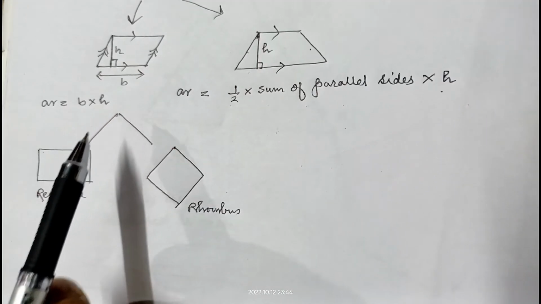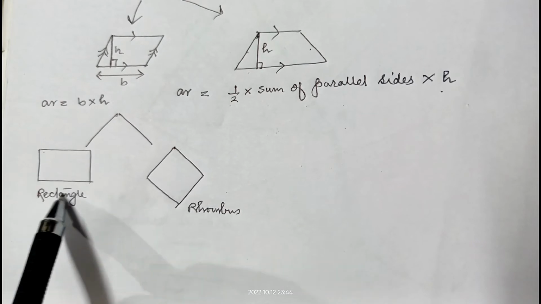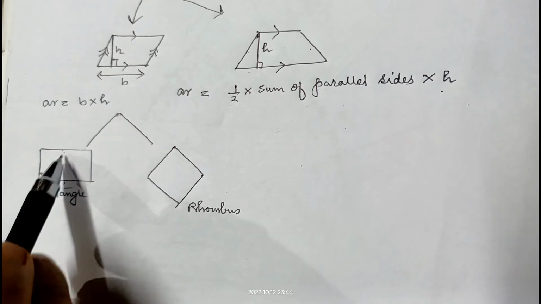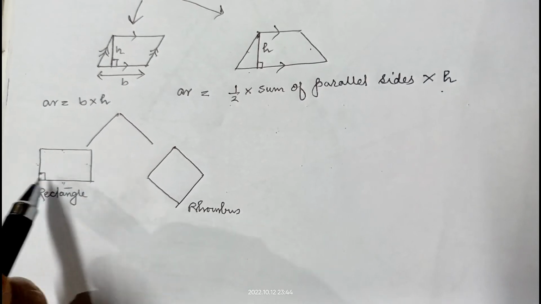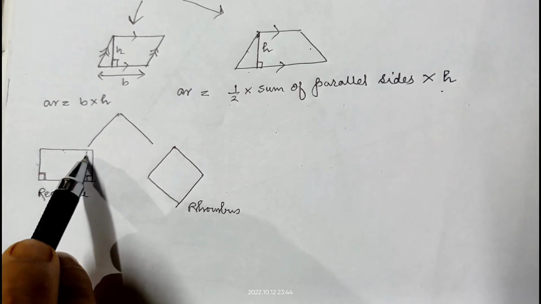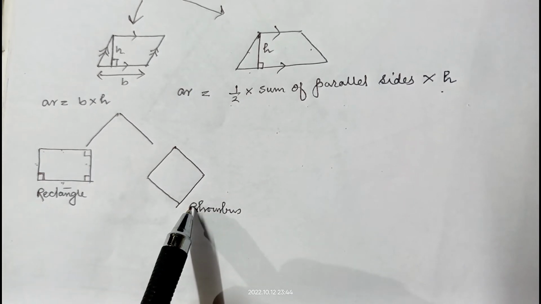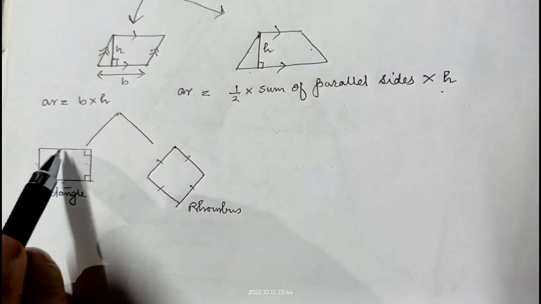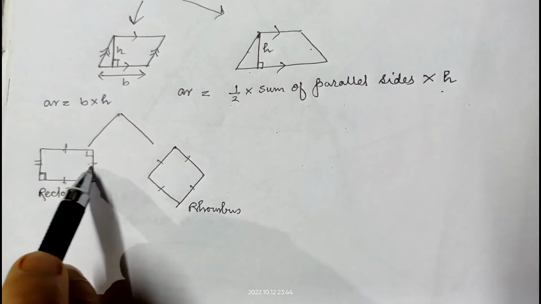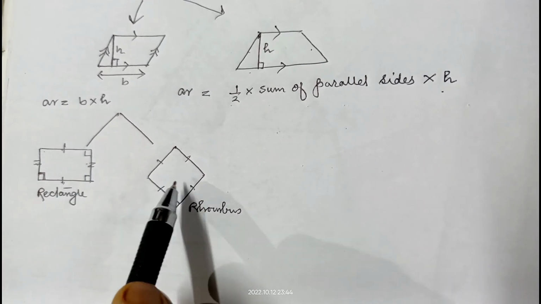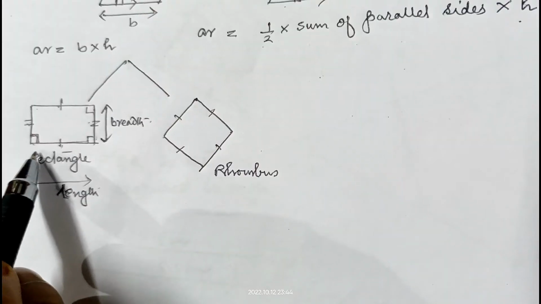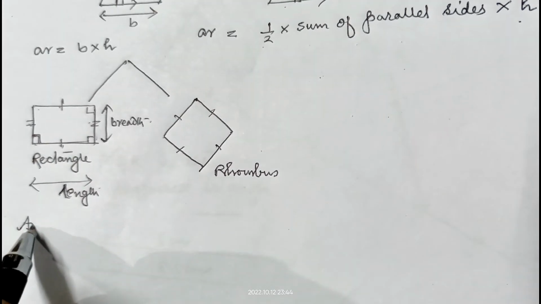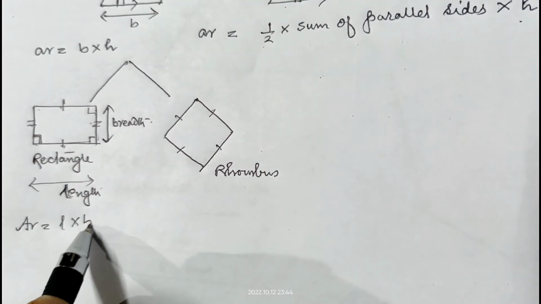A parallelogram may be a rectangle or a rhombus. Now in case of a rectangle, opposite sides are equal and each angle is 90 degrees. So these two sides are equal, these two sides are equal, and these angles are 90 degrees. Whereas a rhombus is also a parallelogram. Here all the sides are equal. Clear? So in case of a rectangle, opposite sides are equal and each angle is 90 degrees, whereas in case of a rhombus, all the sides are equal. In case of a rectangle, the longer side is considered as length and this one is breadth. So area of a rectangle will be length into breadth. We can write L into B.